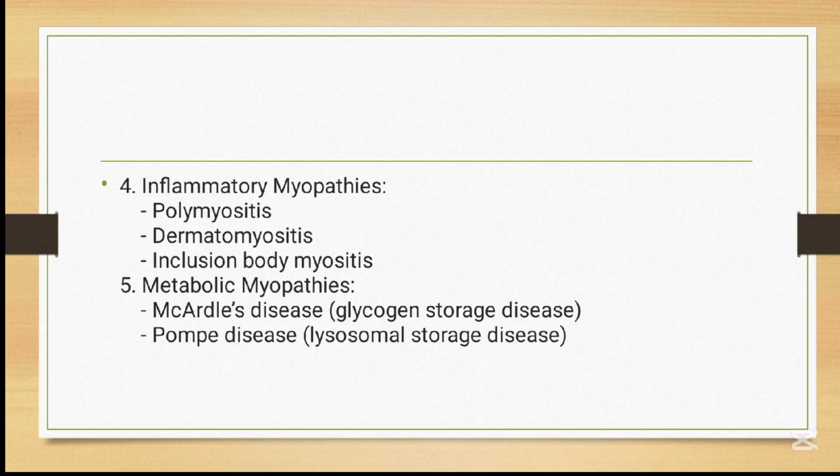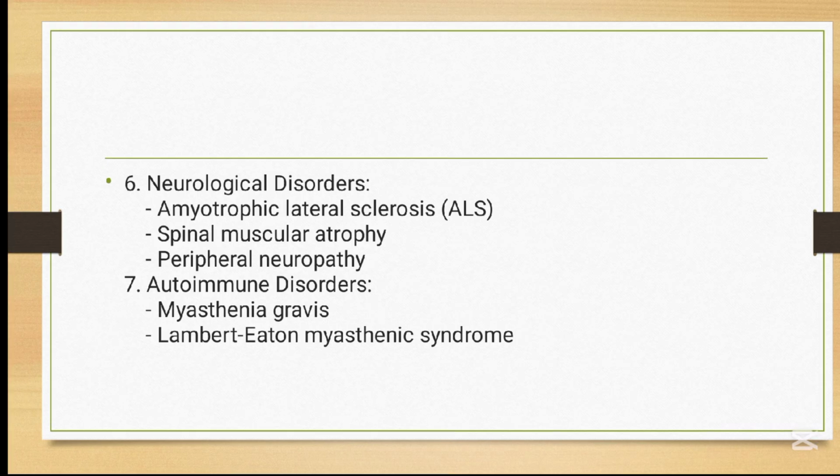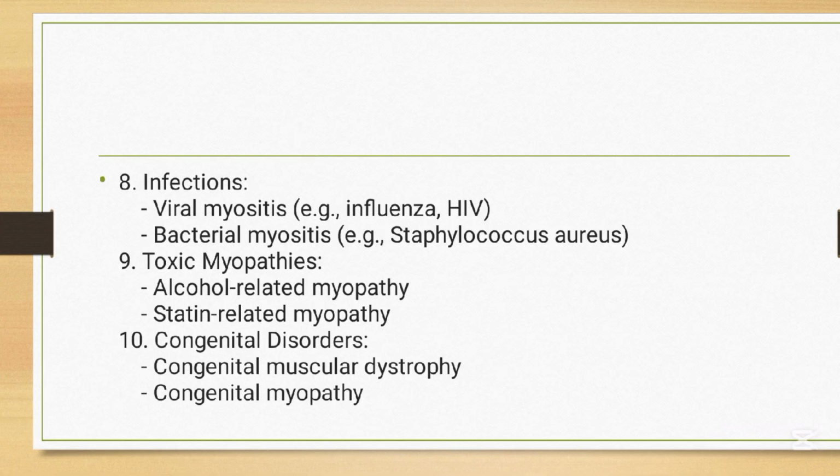Number 4 is inflammatory myopathies, in which polymyositis, dermatomyositis, inclusion body myositis. Number 5 is metabolic myopathies, mitochondrial disease, glycogen storage disease, Pompe disease, lysosomal storage disease. Number 6 is neurological disorder, amyotrophic lateral sclerosis, ALS, spinal muscular atrophy, peripheral neuropathy. Number 7 is autoimmune disorder, myasthenia gravis and Lambert-Eaton syndrome. Number 8 is infection, viral myositis, bacterial myositis. Number 9 is toxic myopathy, alcohol-related myopathy and statin-related myopathy. Number 10 is congenital disorder, congenital muscular dystrophy, congenital myopathy.